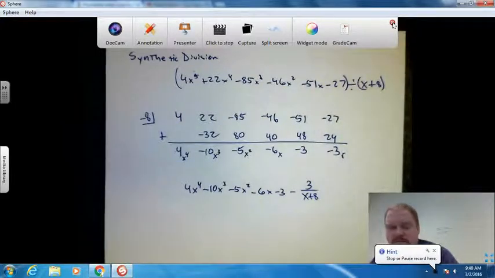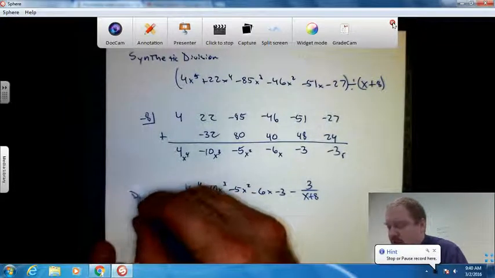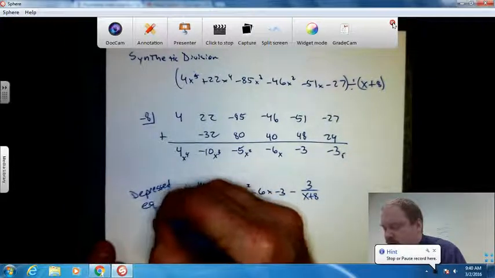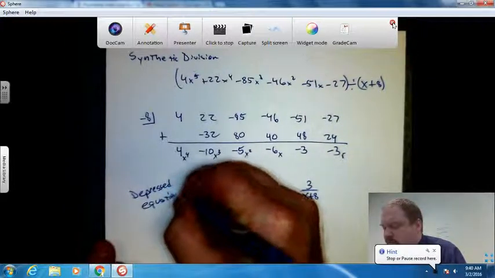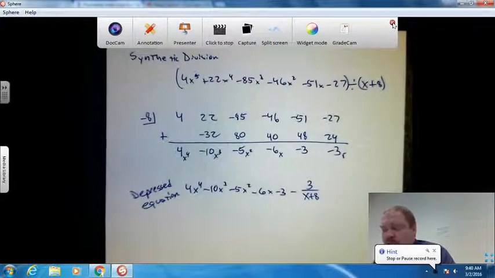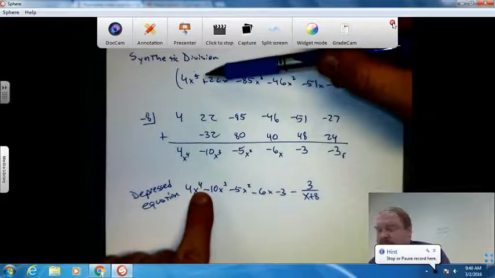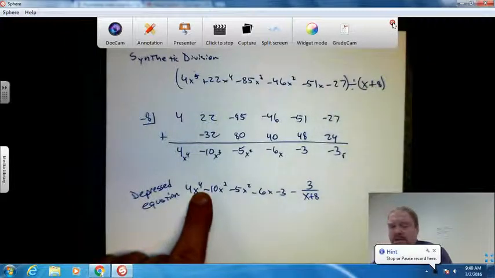Now, this is what we call the depressed equation. We're going to use that term a lot in class. We call it depressed because if you notice, the exponent here is one less than what we originally started with.